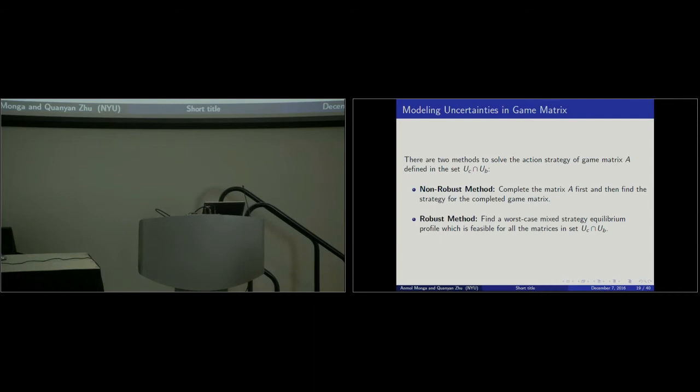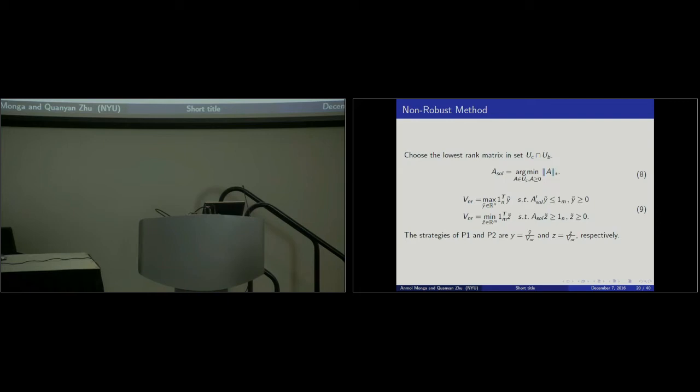There are two types of methods that we can use. One is the non-robust method. The other one is the robust method. The non-robust method is actually very simple. You just have to complete the matrix first, and then based on the solution of this, you find the strategies. So this is a simple approach to this problem.